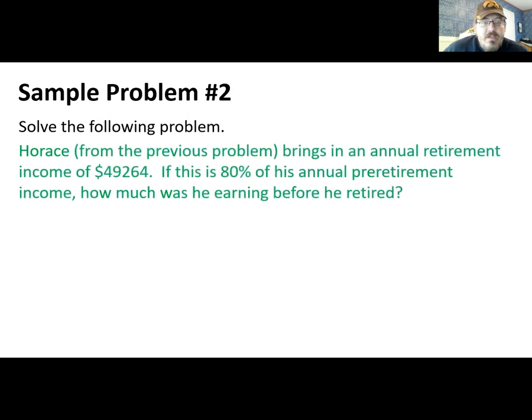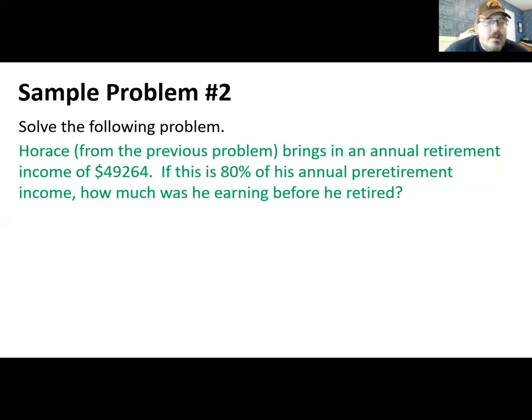Now, the second problem is a relatively quick problem. Based on what we just calculated, he's got an annual retirement income of $49,264. A general rule of thumb is that when you are retiring, you usually want to plan that you'll need about 80% of your pre-retirement income. That's usually what you need to live on, and that assumes you don't necessarily have a house payment or a car payment or things like that that you might have while you are working and raising a family. If we assume that this amount he's earning is about 80% of his pre-retirement income, how much was he earning before he retired?